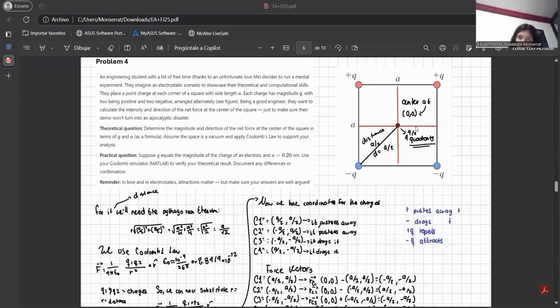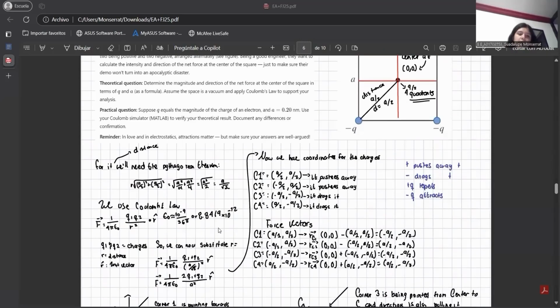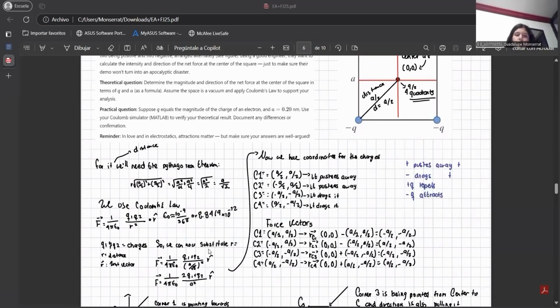And well, each corner of a square hosts a charge, which are 2 positive and 2 negative. The square side is a and the center is (0, 0). We first calculate the distance from each corner to the center using the Pythagorean theorem, and we get that r is equal to a over the square root of 2. Then we use Coulomb's law, and we can substitute the r in our equation.